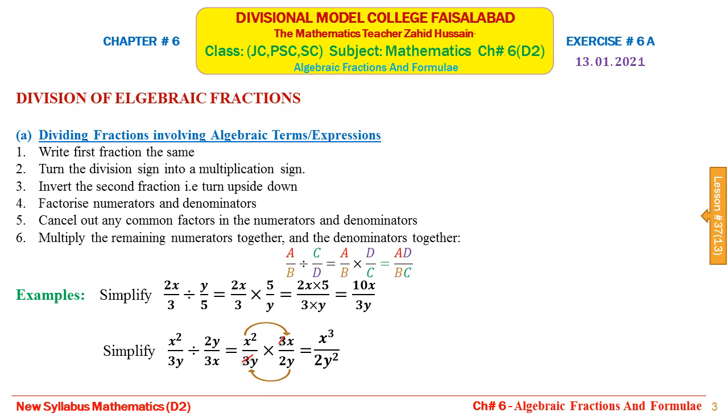x square multiplied with x will give us x cube, and y multiplied by 2y will give us 2y square. You know that when we multiply two terms with the same letter, then we add the powers. x to the power 2 multiplied by x to the power 1 will become x to the power 3, and y multiplied with 2y will become 2y square.